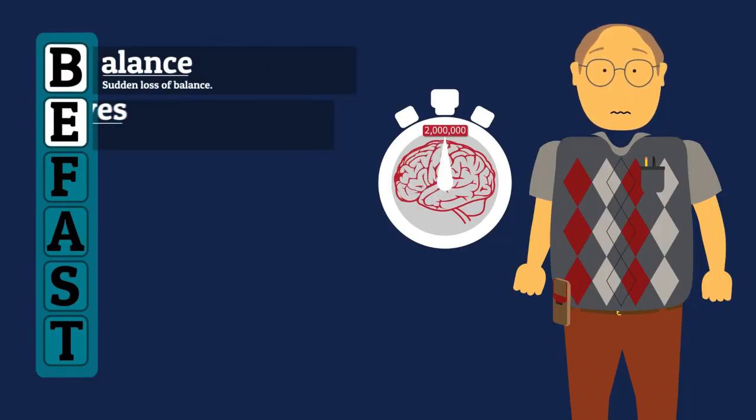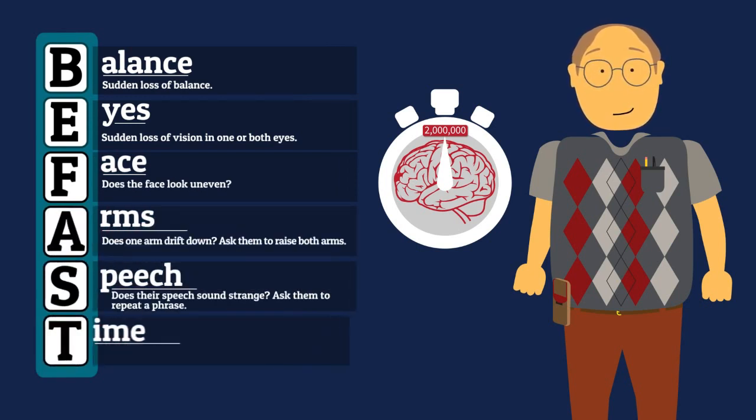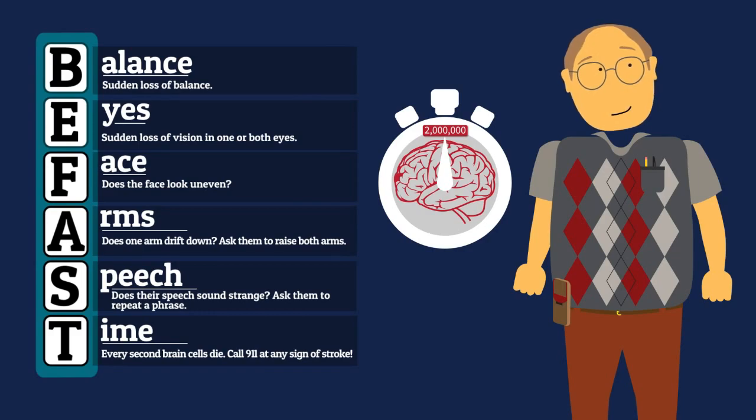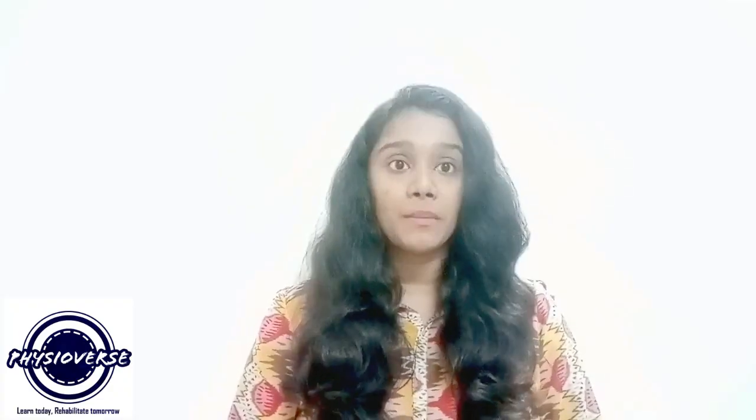The last is T, which stands for time. So time is brain. In stroke, every second counts. So you should call for an ambulance or go to a hospital immediately once you identify these signs. Do not wait for these signs to get worse. Once you identify them, immediately go to the hospital. So always remember, BEFAST. B stands for balance, E stands for eyes, F stands for face, A stands for arms, S stands for speech, and T stands for time.